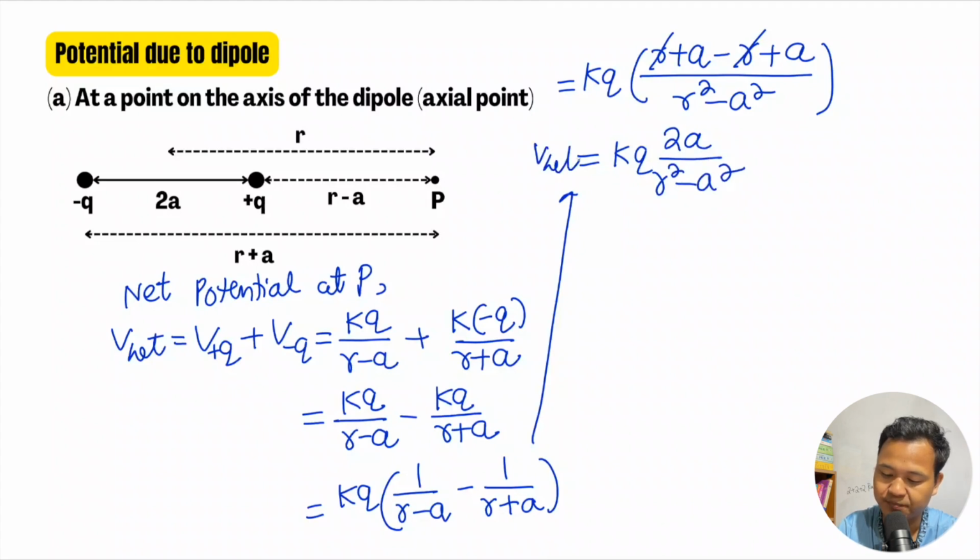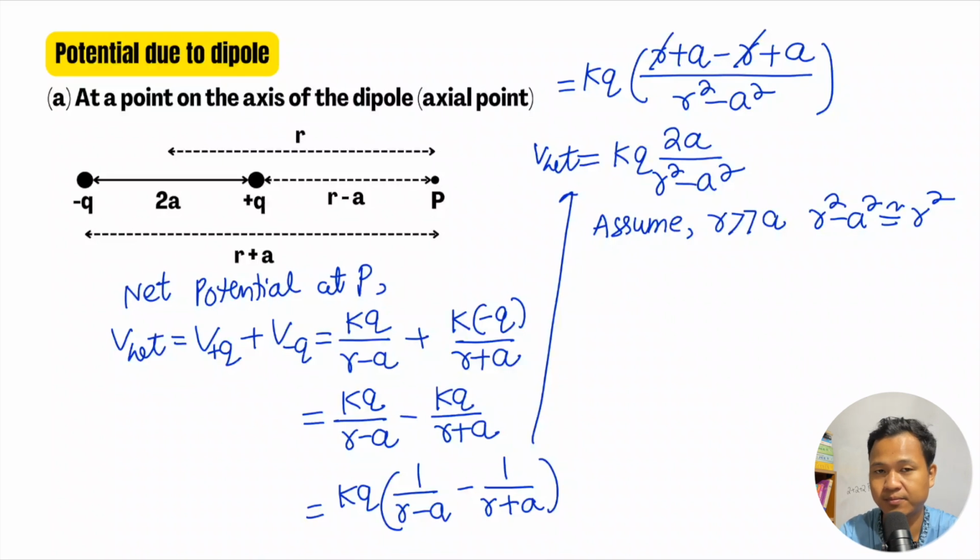For V net, we make an assumption. Assume r is much greater than a. Then r square minus a square is approximately r square. So V net is k into q into 2a divided by r square.